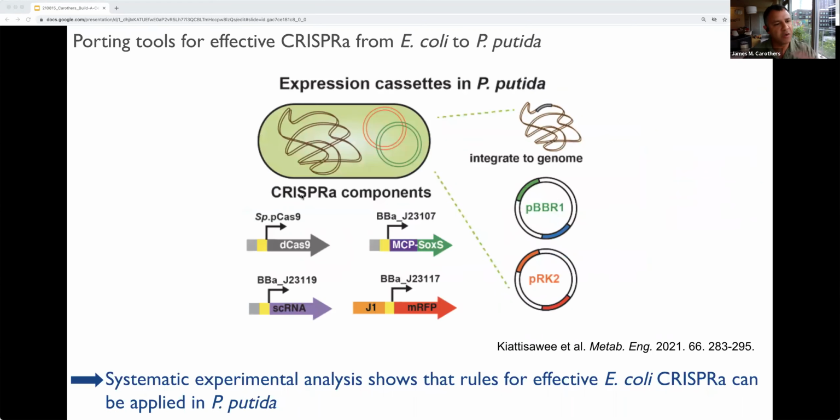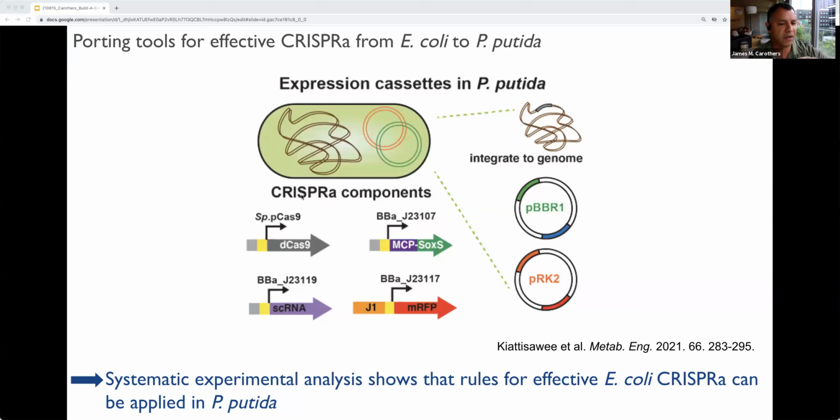So, I'm not going to show you all of the work that we've been doing in Putida. That's another presentation. But I will say that what we have done is implement CRISPR activation in Putida using the system that we'd previously developed in E. coli. To do this, we developed a methodology to transfer CRISPR activation to a new host by first optimizing expression levels of the CRISPRa components themselves, so the transcriptional activators, the guide RNAs, the dCas9, and then systematically investigating the rules for effective CRISPRa based on characterization of synthetic and then endogenous Pseudomonas putida promoters.